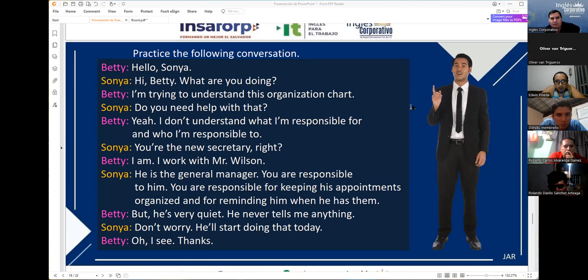Hello, Sonia. Hi, Betty. What are you doing? I'm trying to understand this organization chart. Do you need help with that? Yeah, I don't understand what I'm responsible for and who I'm responsible to. You're the new secretary, right? I am. I work with Mr. Wilson. He's a general manager. You're responsible to him. You are responsible for keeping his appointments organized and for reminding him when he has them. But he's very quiet. He never tells me anything. Don't worry, he'll start doing that today. Oh, I see, thanks. Okay, questions?